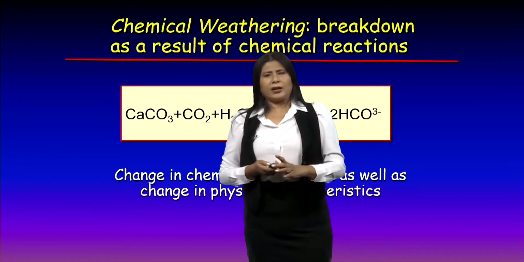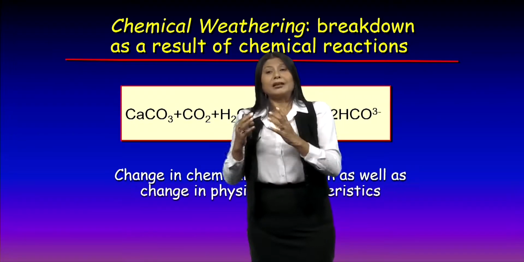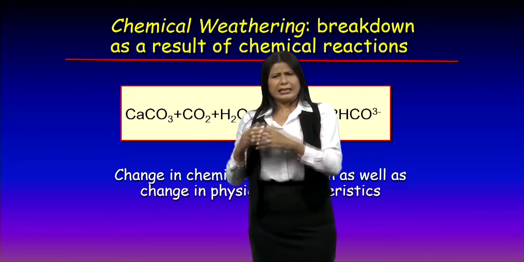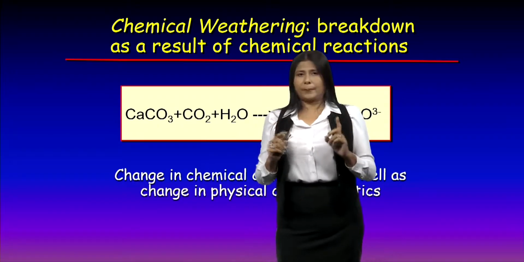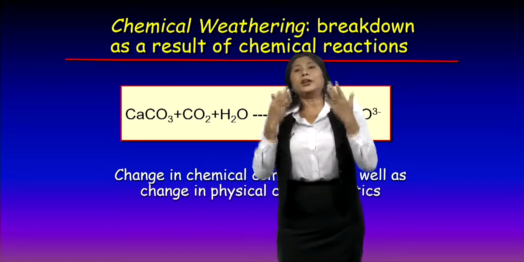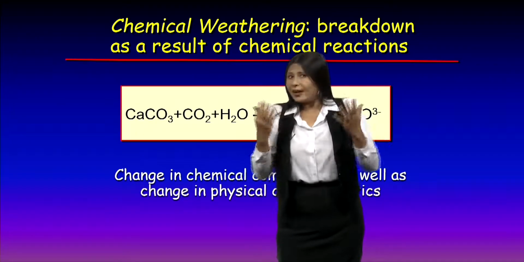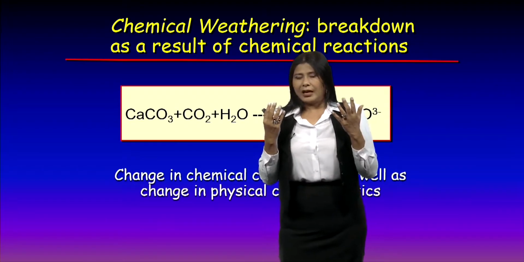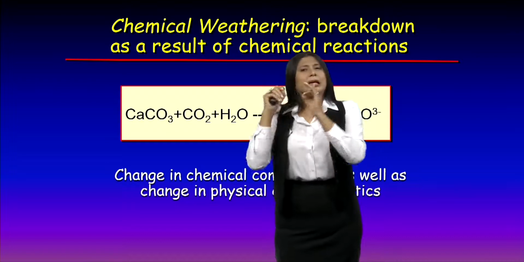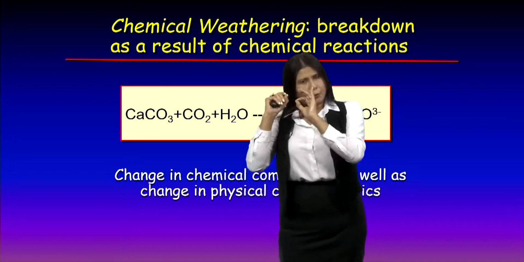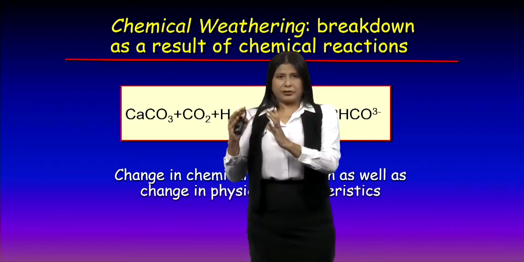Whereas chemical weathering, when we say chemical weathering, we are actually talking about the chemical breakdown. That means internal change. Here I need to bring it to your memory once again that rocks are composed of minerals, two or more minerals. So, when I say chemical weathering, the chemical composition of those rocks changes from one to the other.